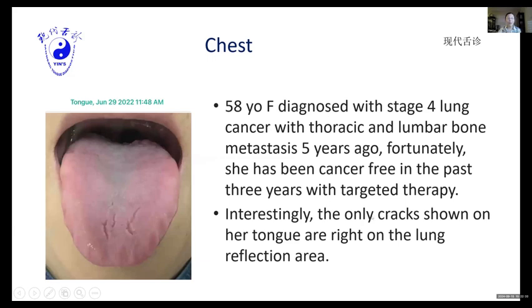This is a 58-year-old female. She had stage 4 lung cancer with thoracic and lumbar bone metastasis 5 years ago. But very fortunately, by using genetic targeted therapy, she has been cancer-free in the past 3 years. You can see the whole tongue. First of all, you feel something is wrong. This tongue suggests the patient might have a severe disease. And you also see the cracks are mainly in the chest reflection area.